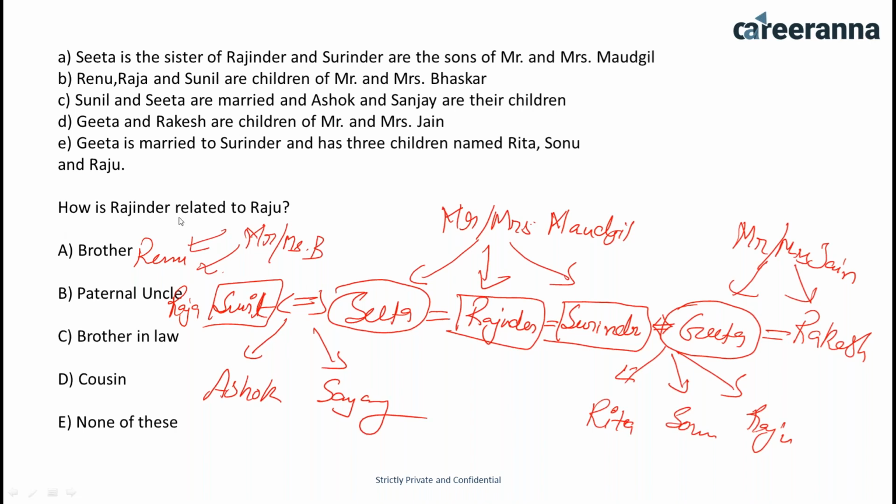How is Rajendra related to Raju? So here's Rajendra and here's Raju. Now Raju is the child of Surendra and Geeta. They are the couple, and Surendra is the brother of Rajendra. We already told you that if you go for the father's side, that is going to be paternal, and if you go for the mother's side, that is going to be maternal. So the relation between Raju and Rajendra, if we see in the options: brother, no; paternal uncle, yes. So option B is going to be the right answer.